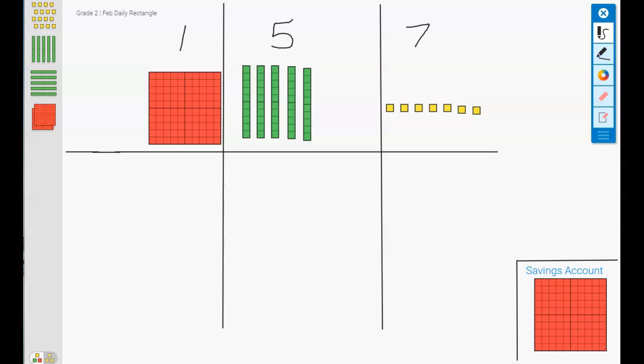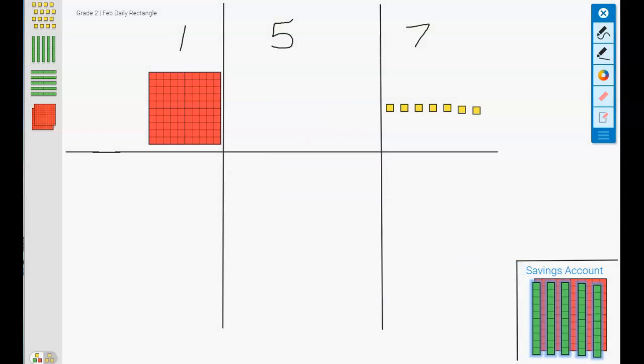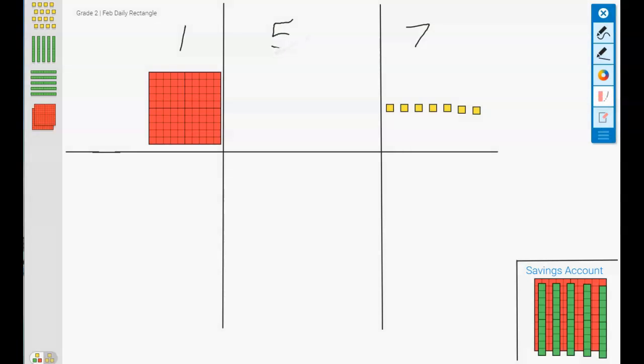Now, you might have been thinking about our tens. Well, if we only want 100 pieces, we have to get rid of these tens. So let's grab our 5 tens, and we'll move those into our savings account too. We need to cross out our tens to show that we have 0 left.